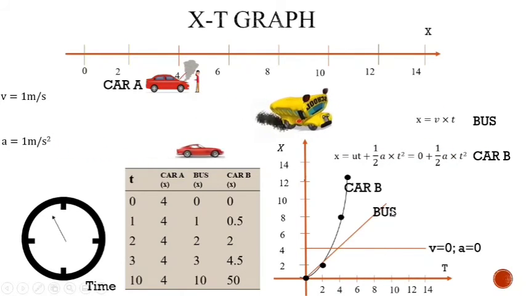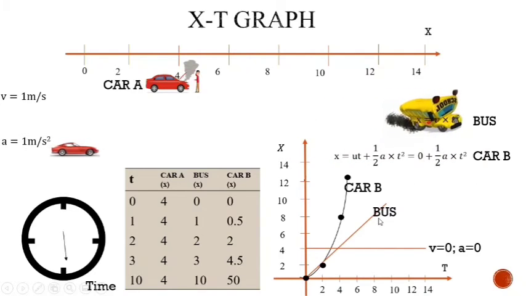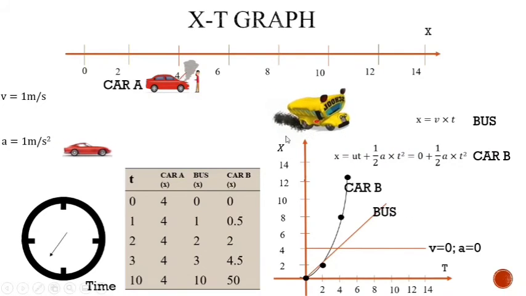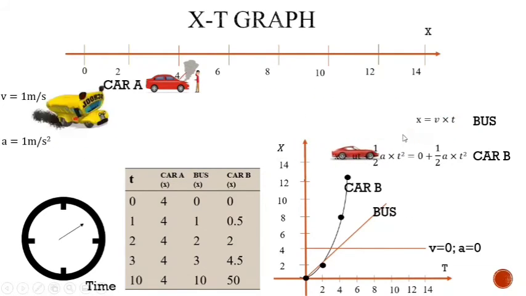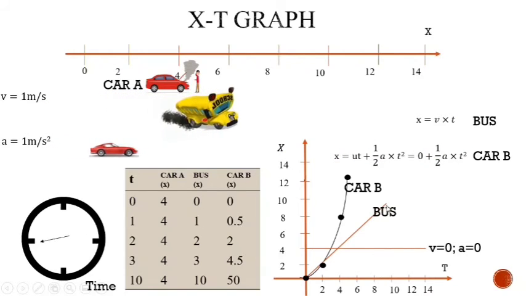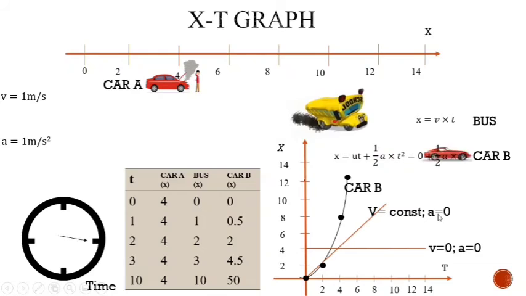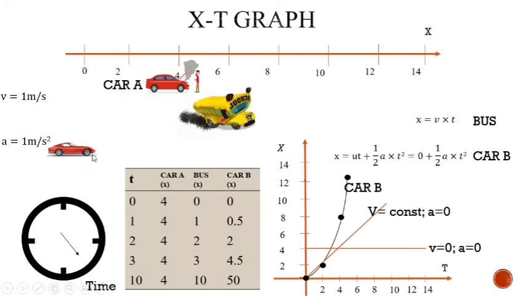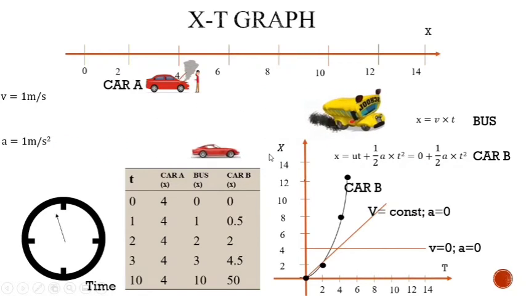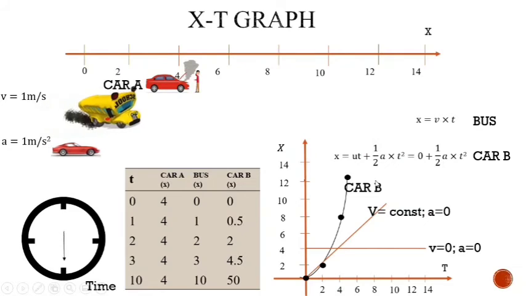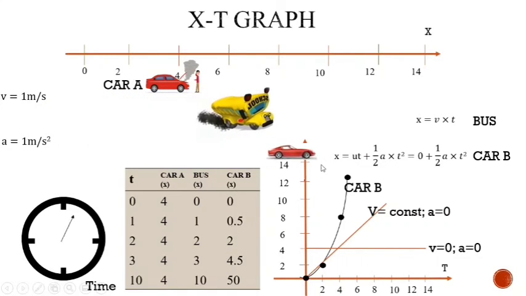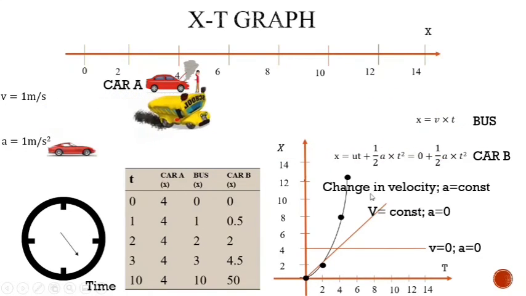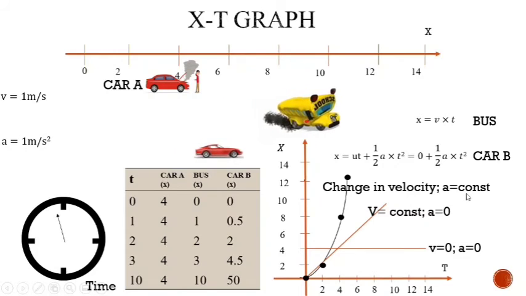Now in case of the bus, we can say that this is a uniformly moving object, and it is having acceleration equal to 0, because the velocity of the bus is not changing. So the properties for this bus are velocity is constant and acceleration is 0. Similarly, for car B, there is change in velocity. At this position, velocity is 0. Later velocity increases. That means there is a change in velocity, and uniform acceleration is there in this case. If the second degree curve is there, then we can say that it will represent change in velocity and acceleration equal to constant.